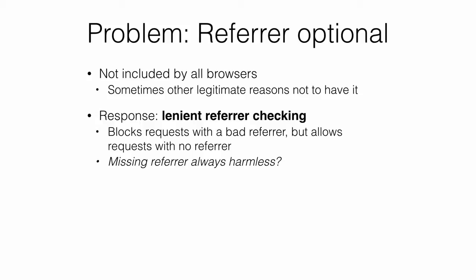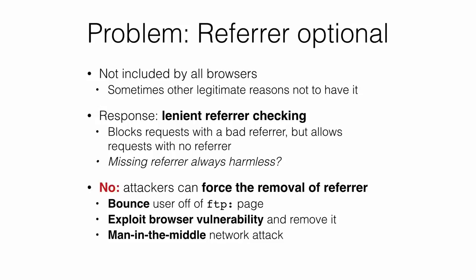One way to deal with this problem is to use what's called lenient referrer checking. That is, we should block requests with a bad referrer, for example, attacker.com in our prior example, but allow requests with no referrer, for example, because the browser just doesn't include it. So then the question is, is a missing referrer always harmless, assuming that the browser is legitimate? Unfortunately, the answer is no. Attackers can be clever in sending redirect requests and other protocol messages to cause the referrer to be removed.